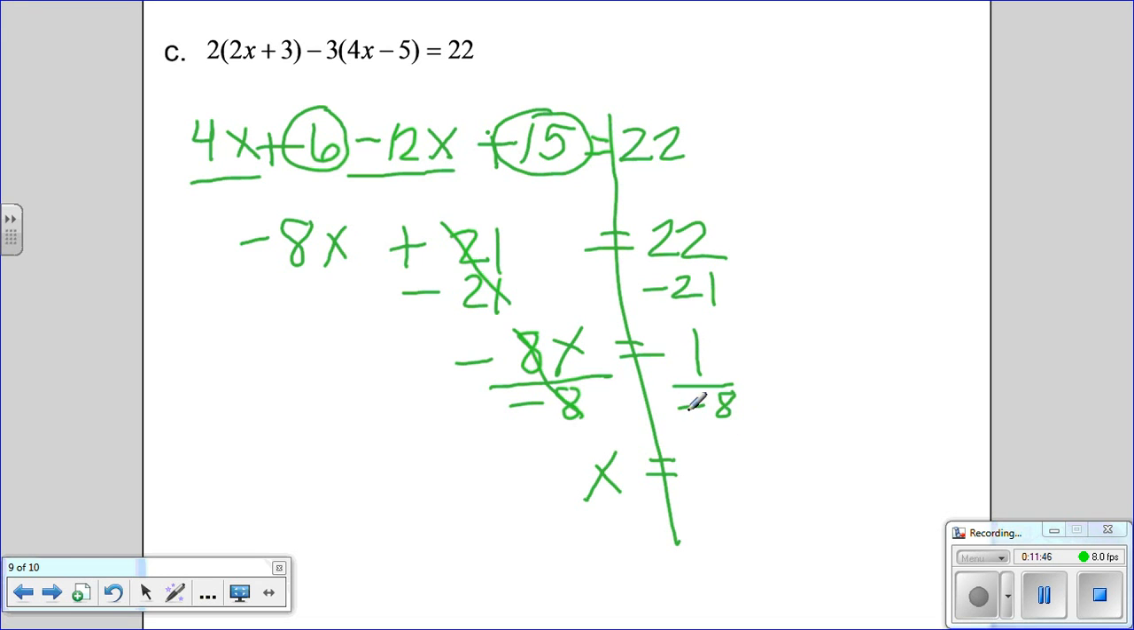And that negative sign can go anywhere. I'm going to put it out in front. Negative 1 over 8. That's my solution.